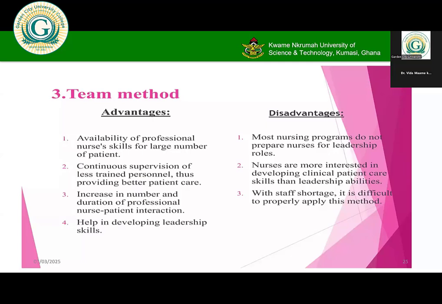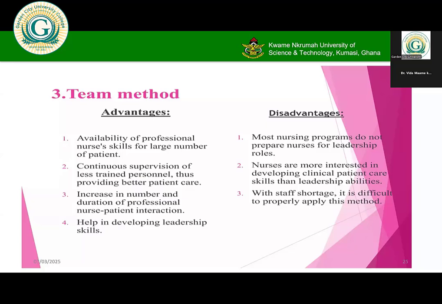So that is team nursing. Most nursing programs do not prepare nurses for leadership roles. So when we use team nursing, it also becomes a problem. The leader cannot lead the people well. So if you are skillful in performing the leadership role, then team nursing is good. Nurses are more interested in developing clinical patient care skills than leadership abilities, so this is also a problem. With staff shortage, it is difficult to properly apply this method.